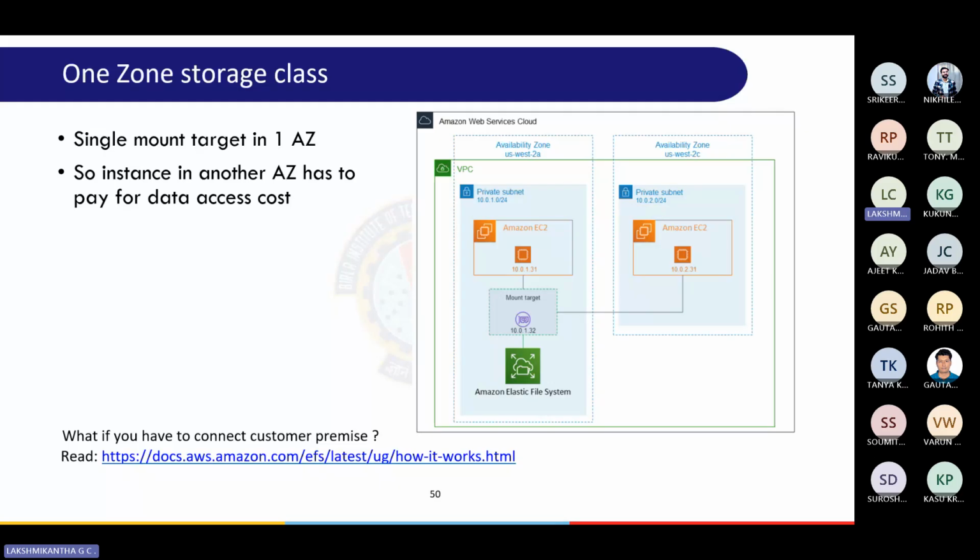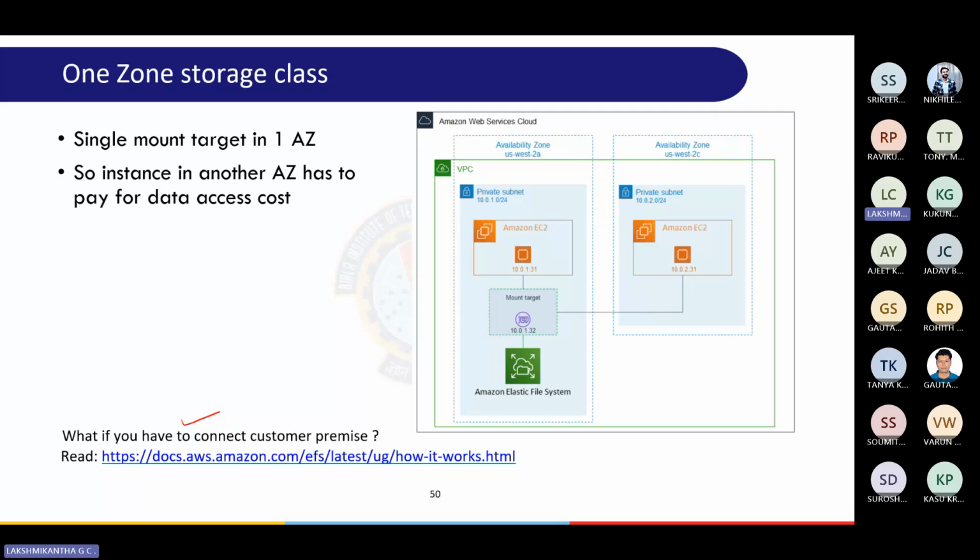And finally, this slide asks for this, guys. What if you have a customer premise? So you would use the AWS Direct Connect or VPN service to securely connect your on-premise network to the EFS system within your VPC. So this is creating it as just another shared folder on your local network.